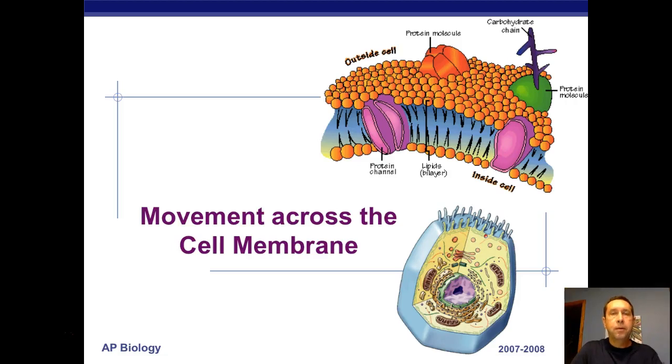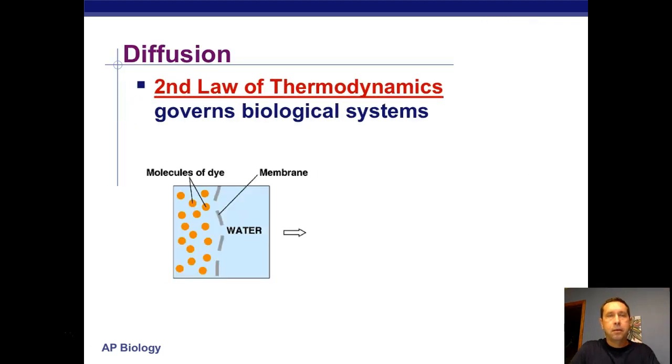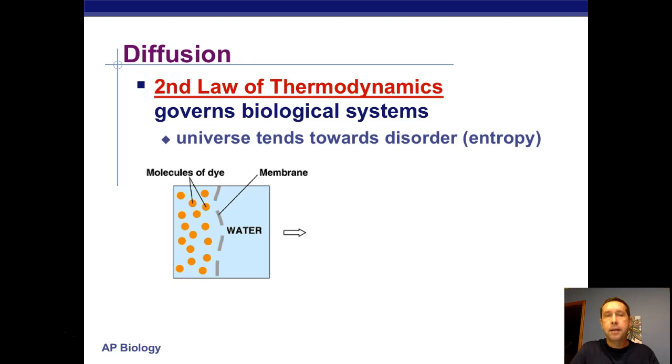Okay, in this video we're going to talk about how things get in and out of the cell, or how things move across the cell membrane. So diffusion is how things move from high concentration to low concentration. And it has to do with one of the laws of thermodynamics, the second law of thermodynamics. It says that the universe tends towards disorder or entropy.